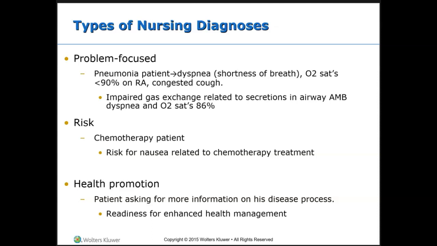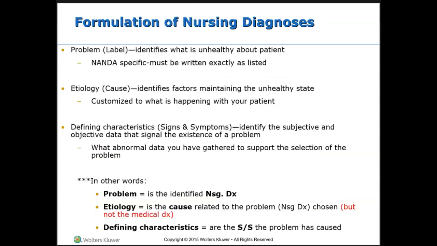And then we have risk nursing diagnoses. So for example, for a chemotherapy patient, we might have risk for nausea related to chemotherapy treatment. It's a real possible risk. And then finally, we have health promotion nursing diagnoses. So for a patient asking for more information about their disease that is new to them, our nursing diagnosis would be readiness for enhanced health management. That's what we want them to do. We want them to be asking those types of questions.